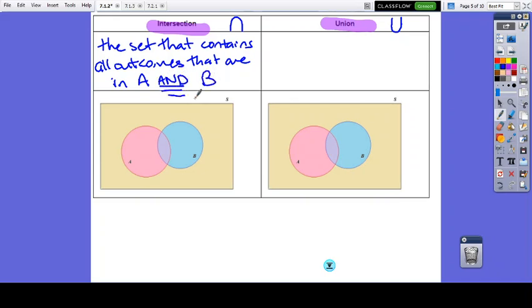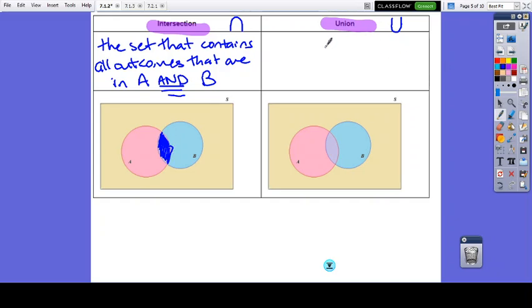That word and is really important there. So we want all of the outcomes, anything in the sample space that is in A and B, to be filled. And so my intersection is this right here. If we understand what an intersection is, that should make sense in our Venn diagram.